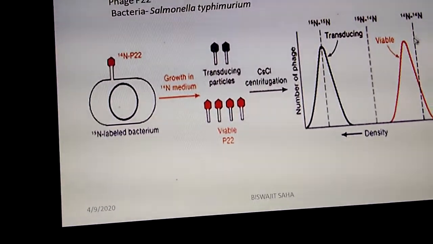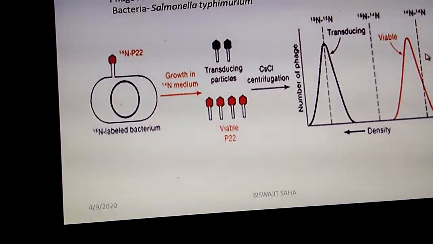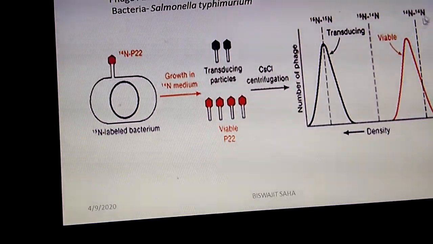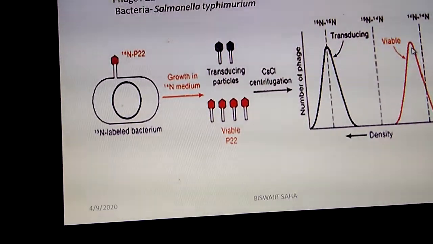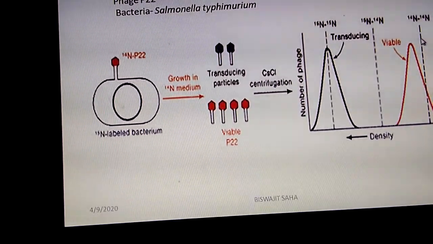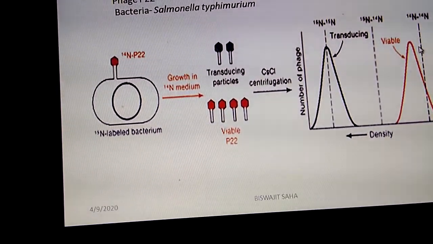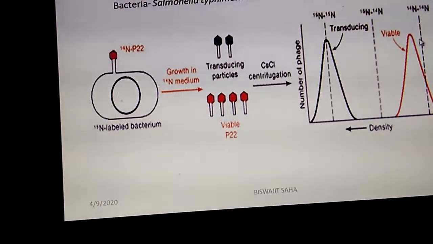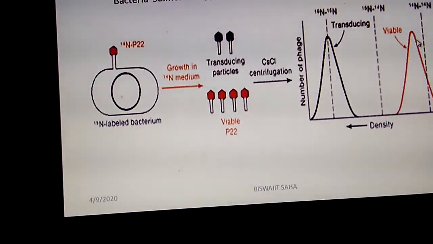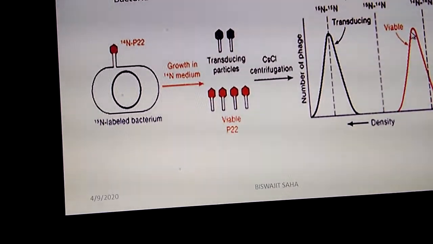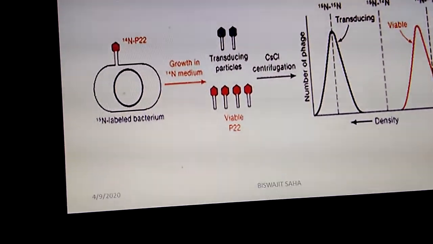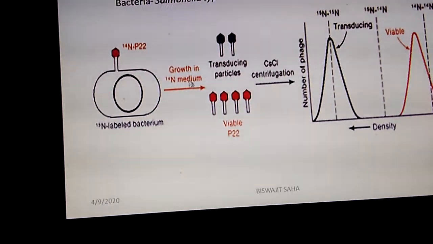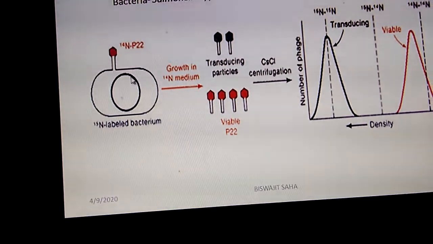Now there is a question: why is the viable phage peak not exactly at N14, but just before it? It should contain some N15-labeled DNA or nucleotide. Why? Because there is a small shift to higher density resulting from incorporation of some N15-labeled nucleotides obtained from the degraded bacterial DNA. So we know the phages are growing in N14 medium, but they can use the bacterial DNA as a source of nucleotides.